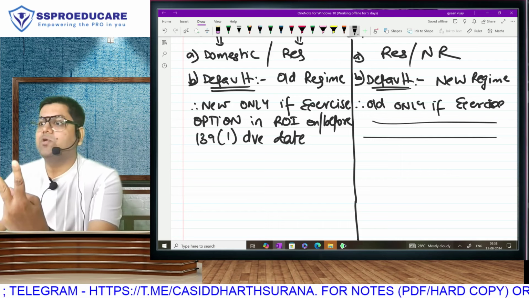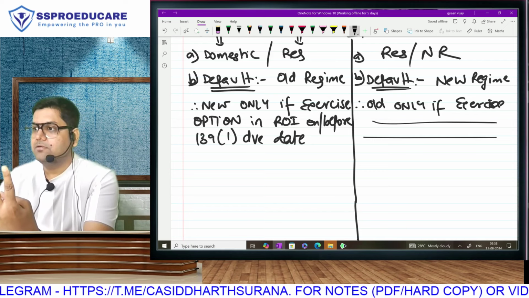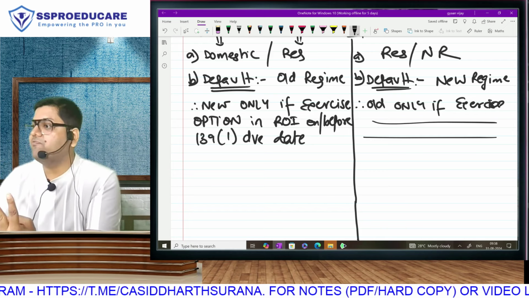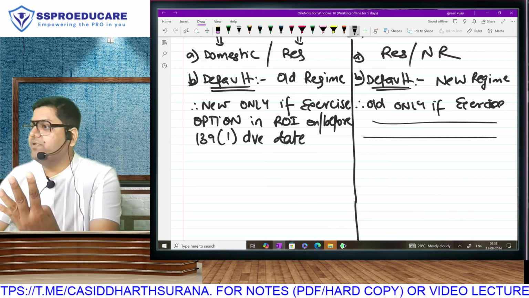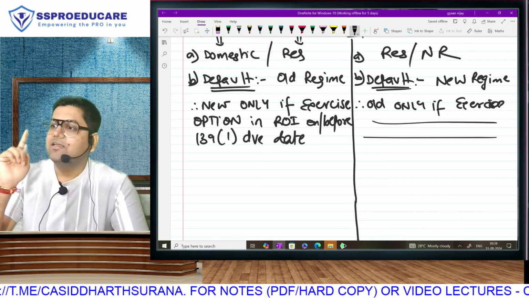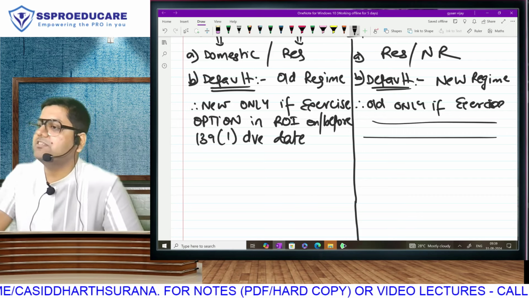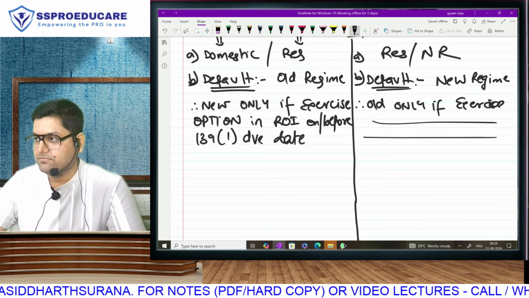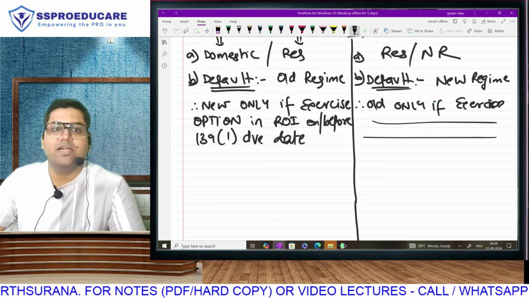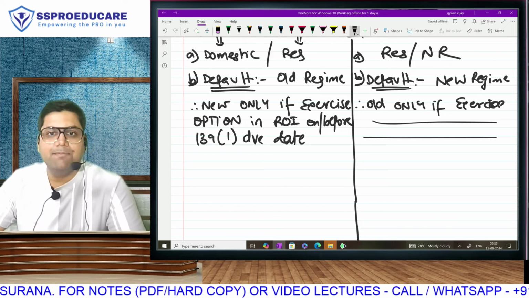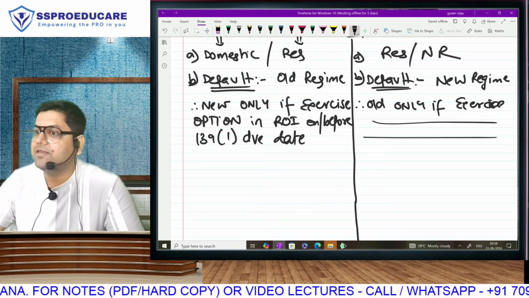In 115BAC, they included AOP, BOI, AJP. They changed the default regime of 115BAC. They changed the basic rates, the surcharge, the rebate. They changed everything in 115BAC. And this year again, there are amendments in 115BAC. So if you observe, in 115BAA, BAB, BAD, BAE, there is no amendment.